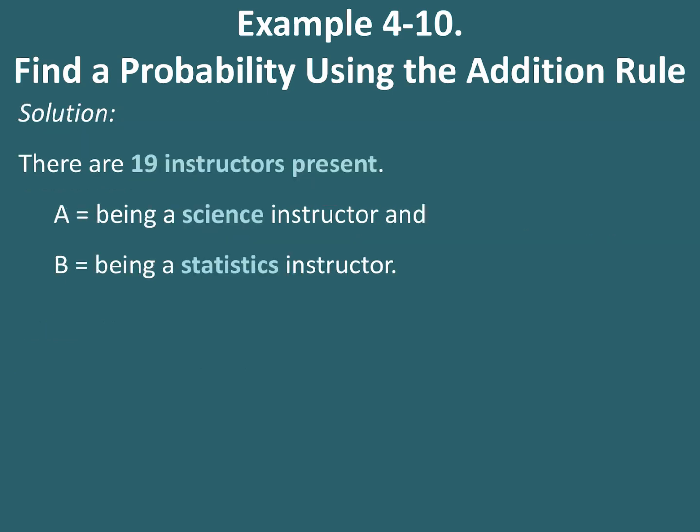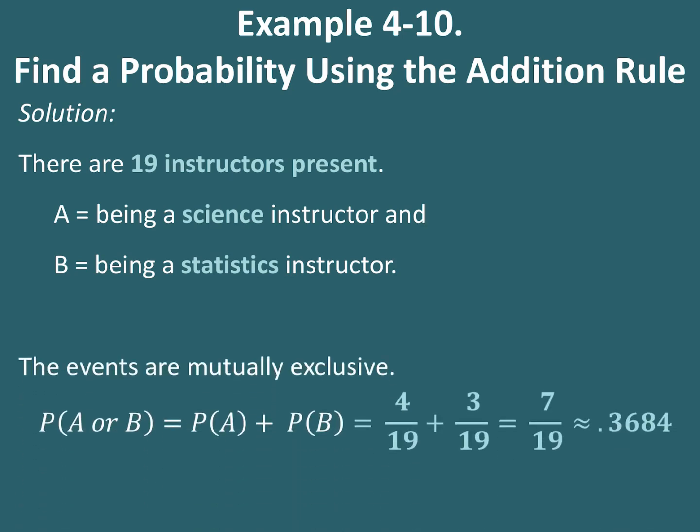And since a science instructor does not teach statistics and vice versa according to the problem listed above, these events are mutually exclusive. The probability that you are selecting a science instructor is 4 out of 19, added to the probability that you select a statistics instructor, which is 3 out of 19, gives us 7 out of 19, or 0.3684.